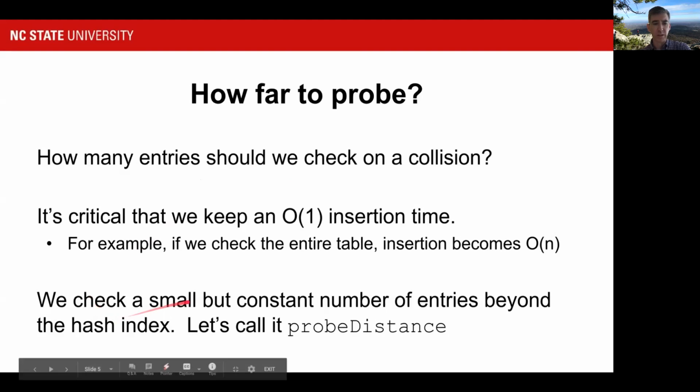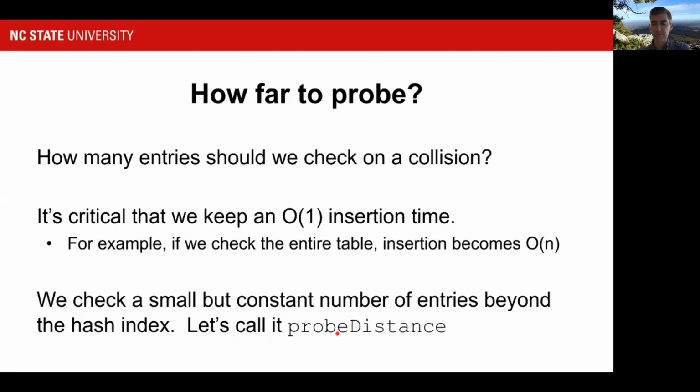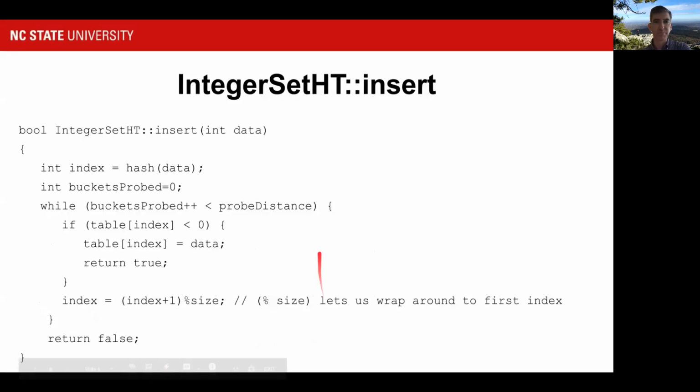What we want to do is check a small but constant number of entries beyond the hash index. And let's call this small constant number the probe distance. And we will not exceed the probe distance. We can set that probe distance to be whatever we want, but it needs to be a constant. And probably to keep things fast, it should be relatively small.